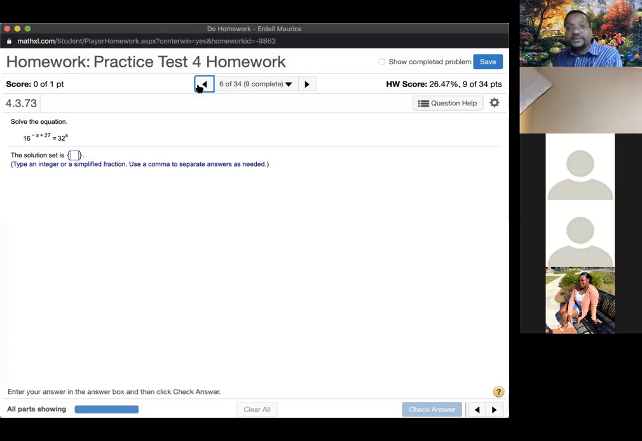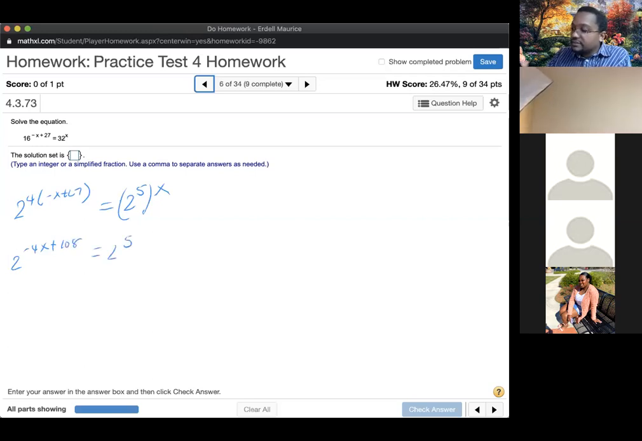I need to make the bases the same. 16 is 2 to the 4th power, negative x plus 27. 32 is 2 to the 5th power. So 2 raised to negative 4x plus, what's 27 times 4? 27 times 4 is 108. Is equal to 2 to the 5x power, sorry, when I multiply.